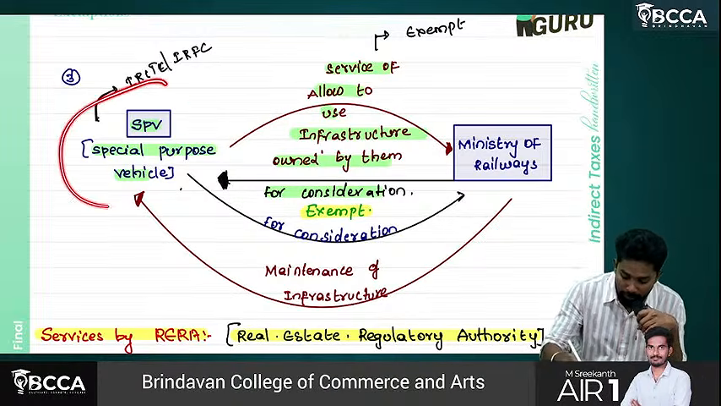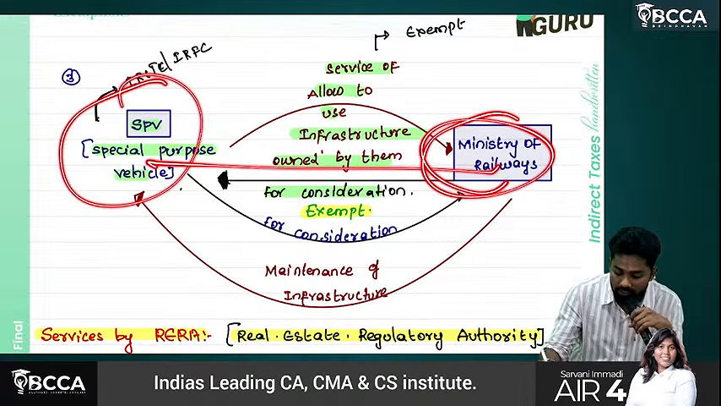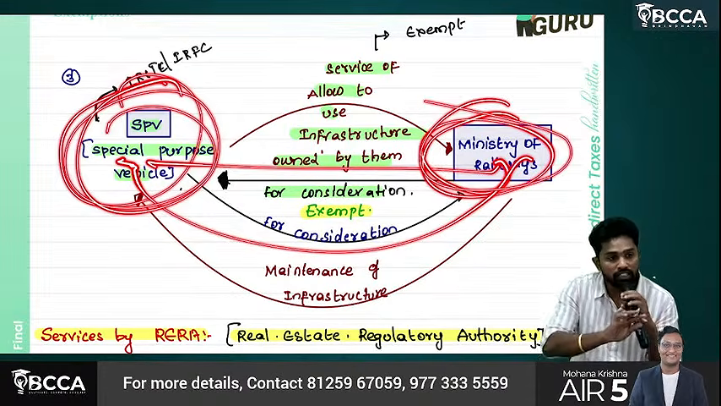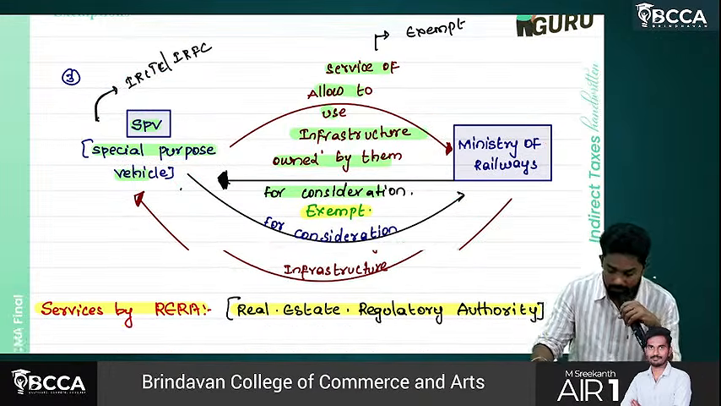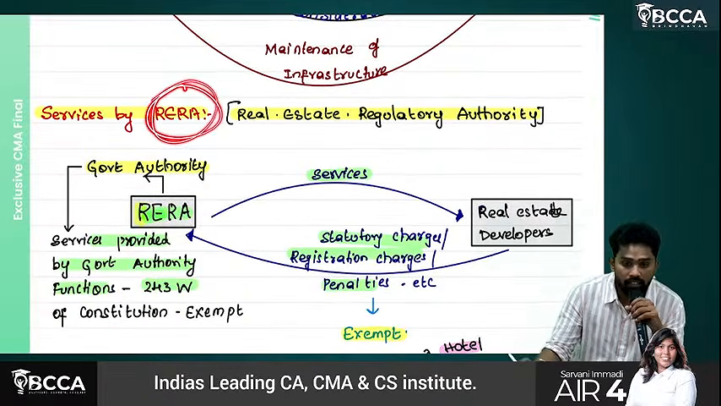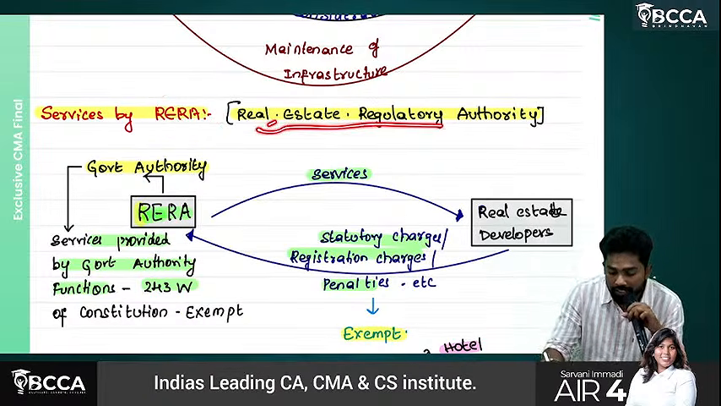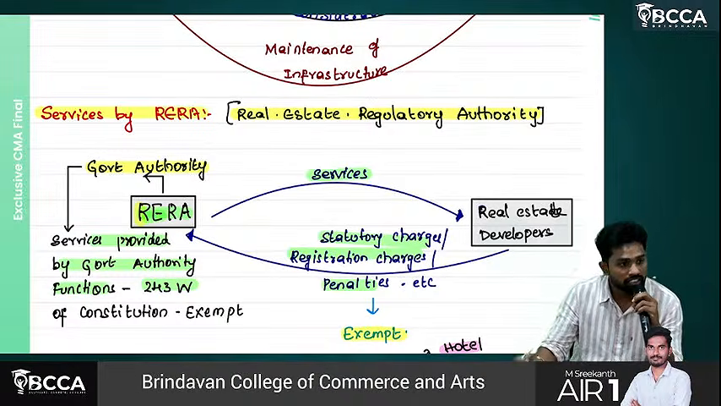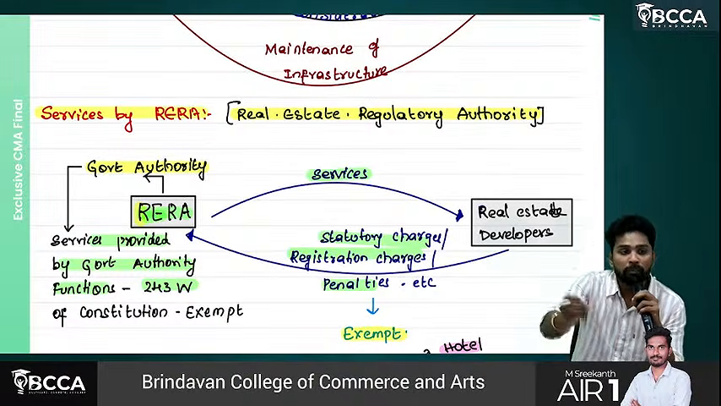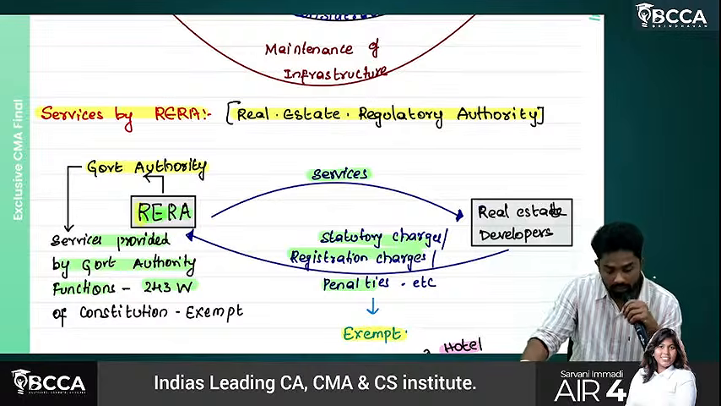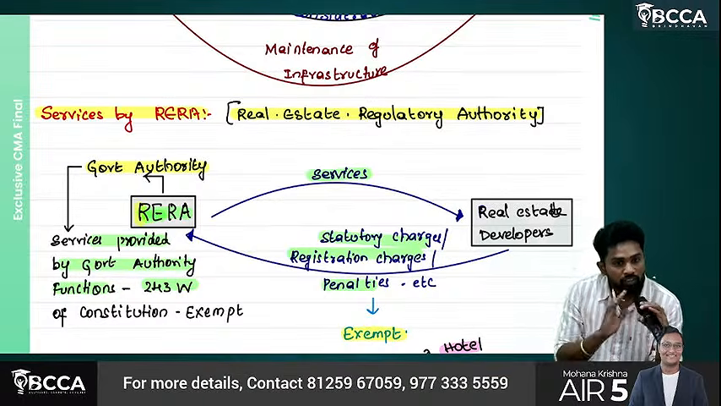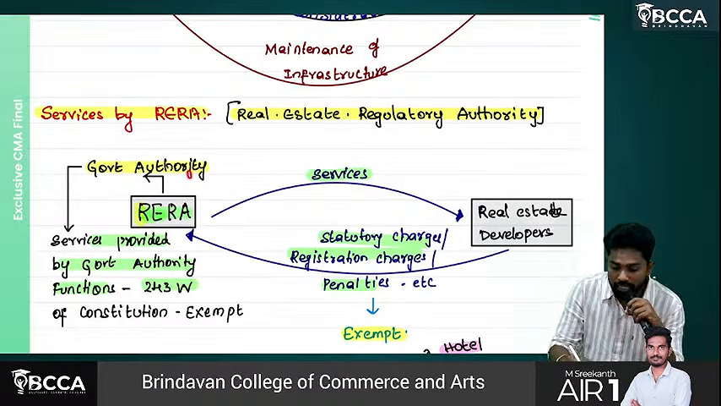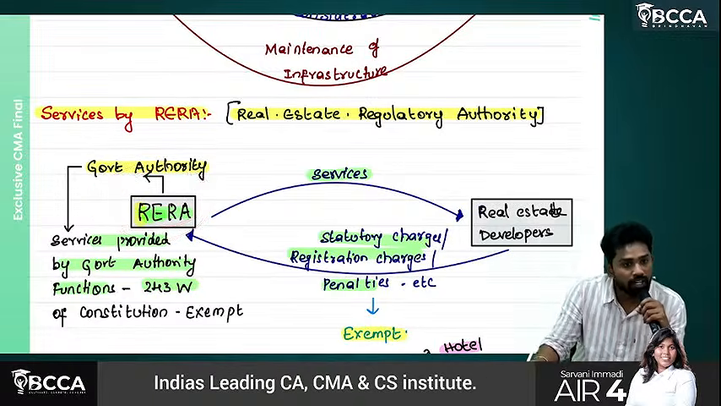If a special purpose vehicle provides to Ministry of Railways, or Ministry of Railways provides to a special purpose vehicle, both of these are what? Exempted. Okay. Then services by RERA. RERA means Real Estate Regulatory Authority. Sir, if you want to construct a real estate project and all, you should get approvals and permissions from this RERA. And then if you are not constructing the property as per the proper guidelines, then RERA will get involved and levy some penalties on you.